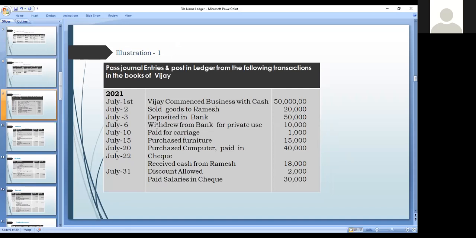So this is the basics: journals and then ledger. Next we have trial balance, and then we go to the final accounts. These are the basics. Once you are thorough with the basics, it will be easy for you in future to do trial balance and also final accounts. That's the reason why we are dealing with journals and ledgers first.